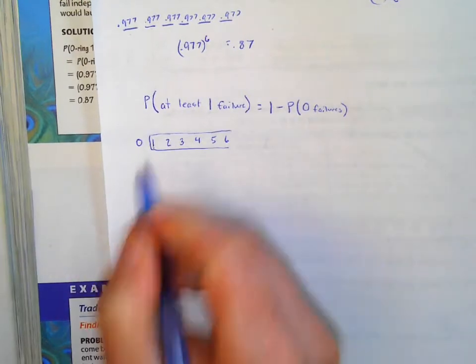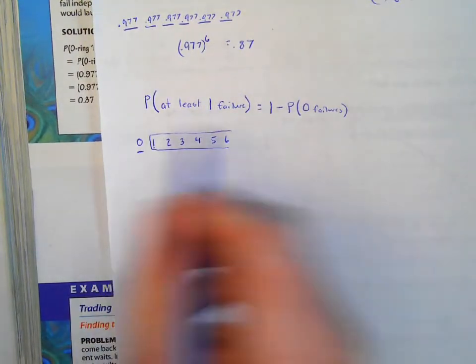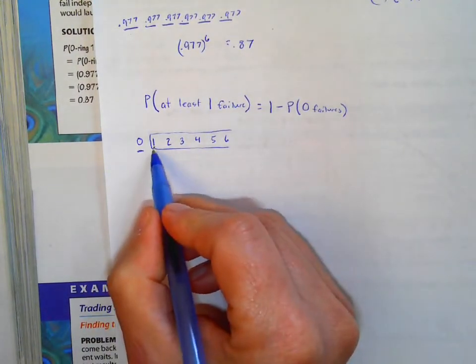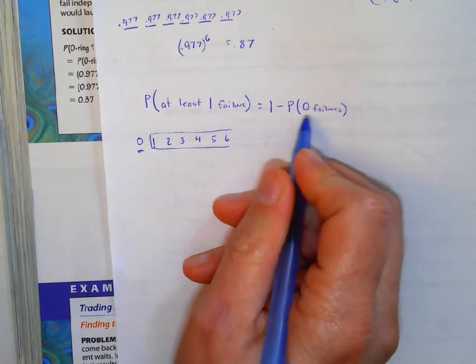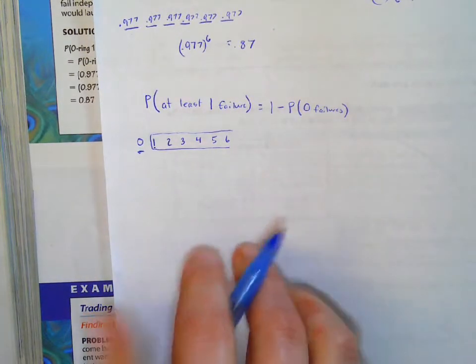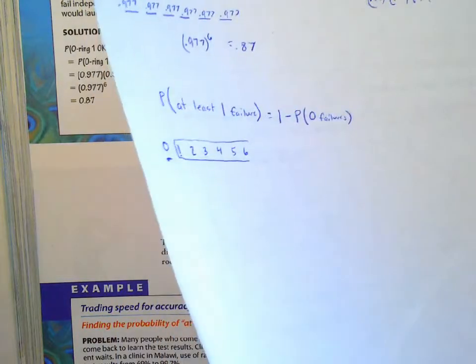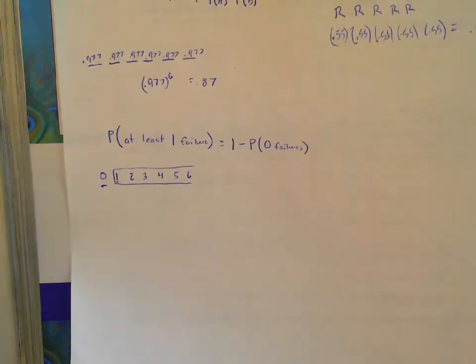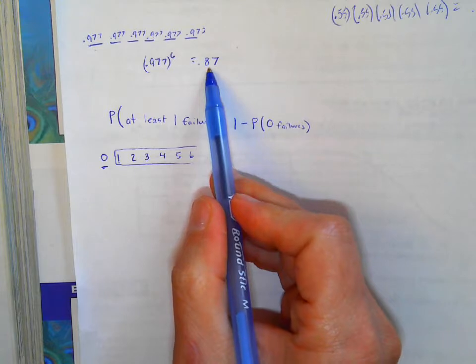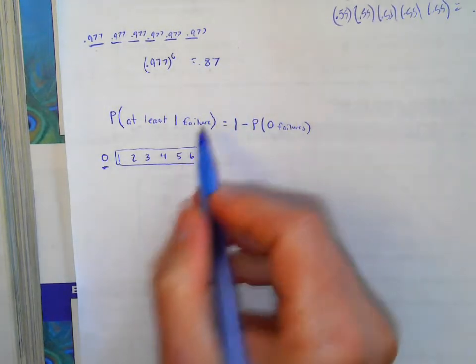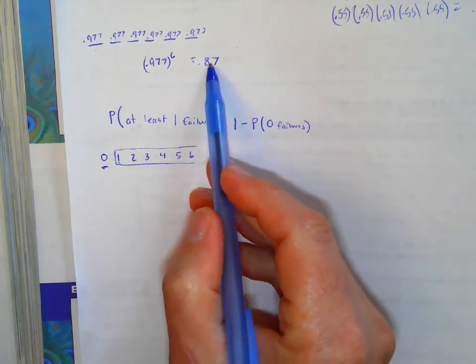Okay, so if I can find this one, remember if we have all these different probabilities, if we take 1 minus these, it would give me this one, right? So we're doing 1 minus the probability of 0 failures. Okay, so how do you find 0 failures? 0 failures is what we just found up here. It was an 86% chance that it was going to be successful, right?